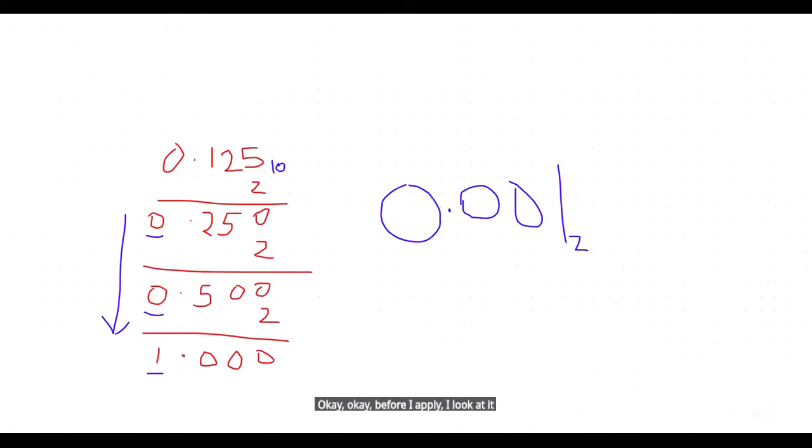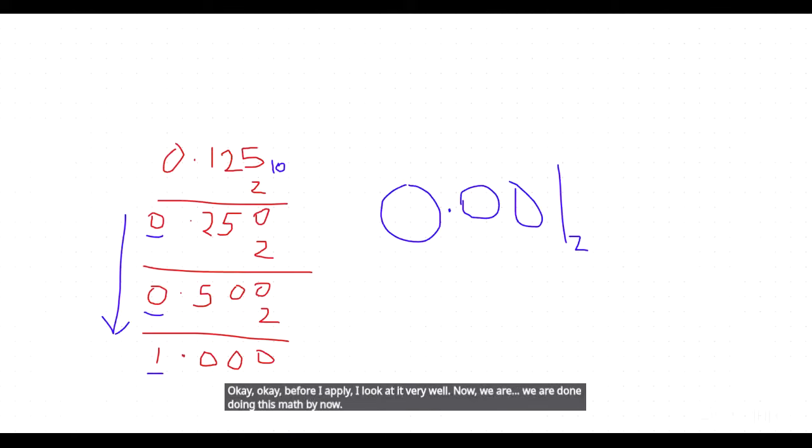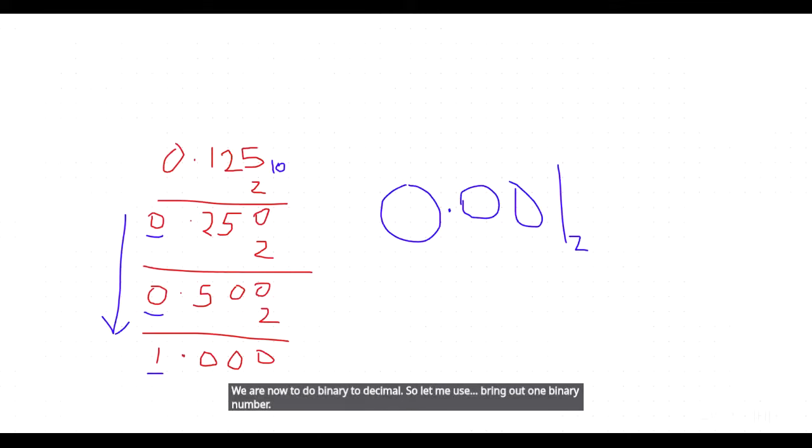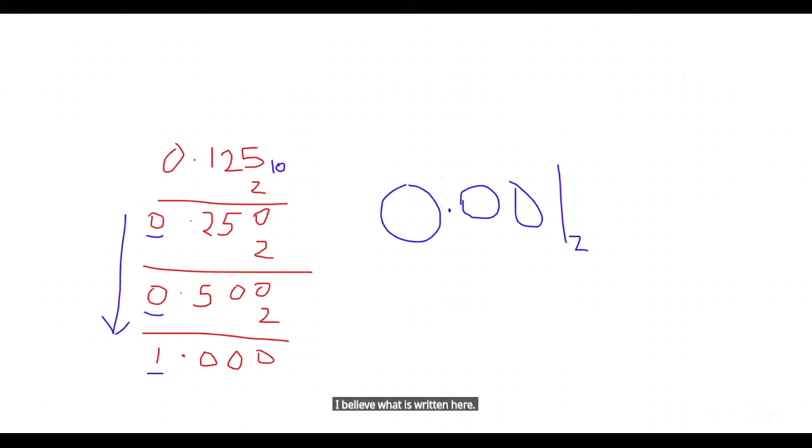Now we are done doing decimal to binary. We are now to do binary to decimal. So let me bring out one binary number. I will leave what is written here. Let me take this space under and do whatever I want to do.